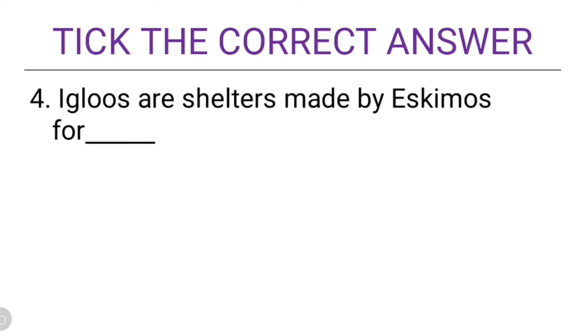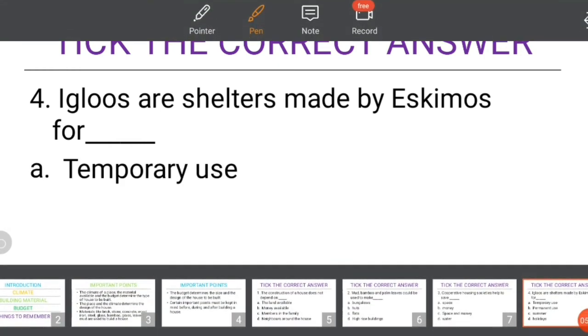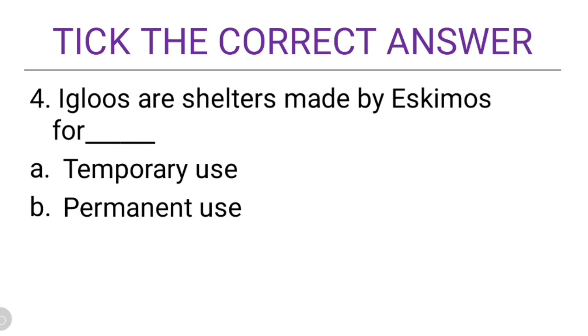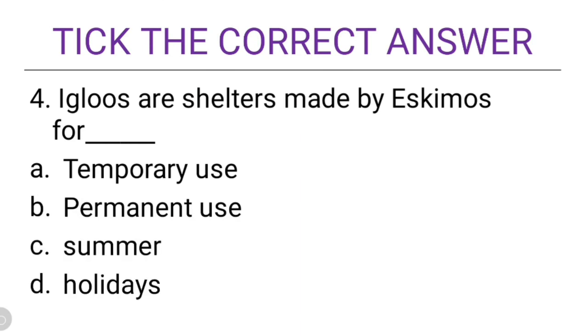Fourth question. Igloos are shelters made by Eskimos for dash. Options: temporary use, permanent use, summer, holidays. So igloos are generally built by Eskimos when they go for hunting. So it is for temporary use. So the correct option is temporary use. Well, that was tick the correct answer.